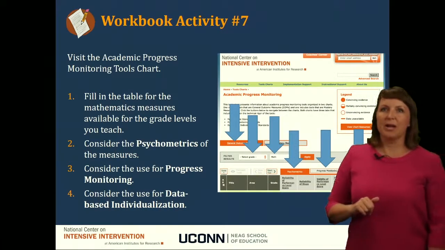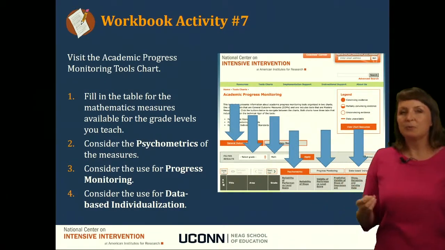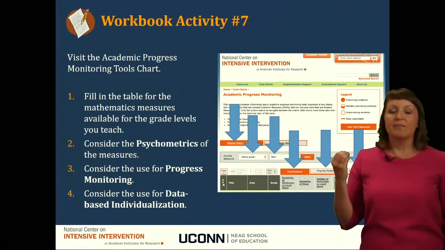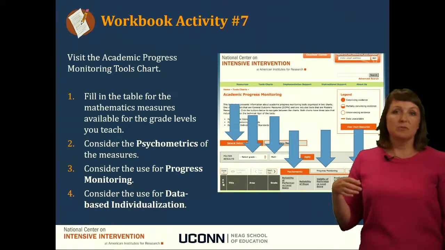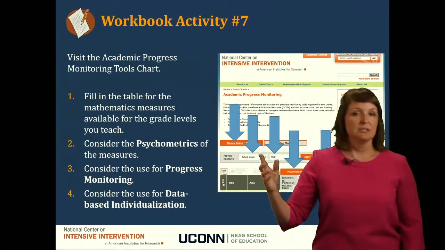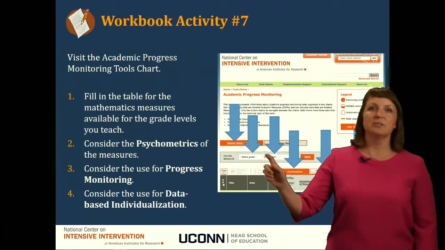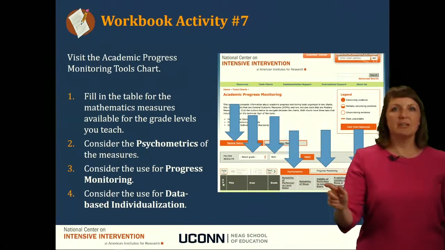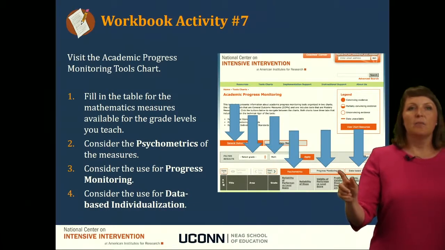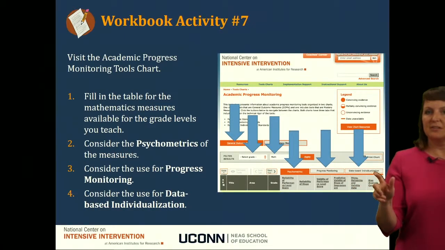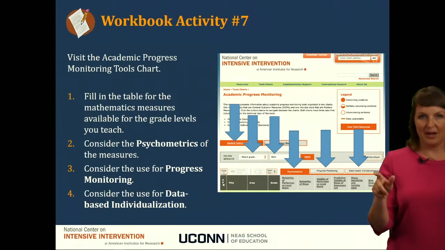So for your workbook activity, you are going to fill in a table about the mathematics progress monitoring measures that are available for you and the grade levels that you teach. Some of you might be teaching second grade, so you're going to look at second grade measures. Some of you might be teaching sixth grade, so you're going to look for sixth grade measures. But then I want you to fill in what are the psychometrics of the measures that you're looking at, what are the progress monitoring properties of the measures that you're looking at, and also what are the data-based individualization properties of the measures that you're looking at.